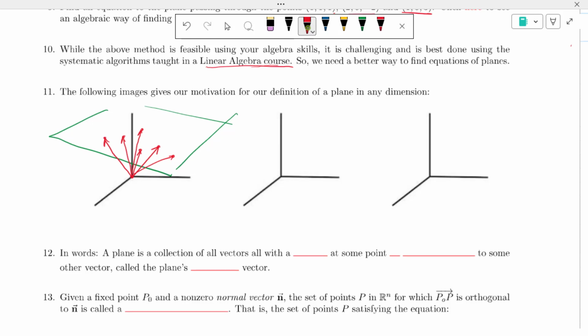And so I've got this collection of points here. Each of these tips of these arrows is what forms the plane. Well, it turns out that although this way would work, it's not the best. Similar to how we did with our lines, we want to go ahead and modify this.